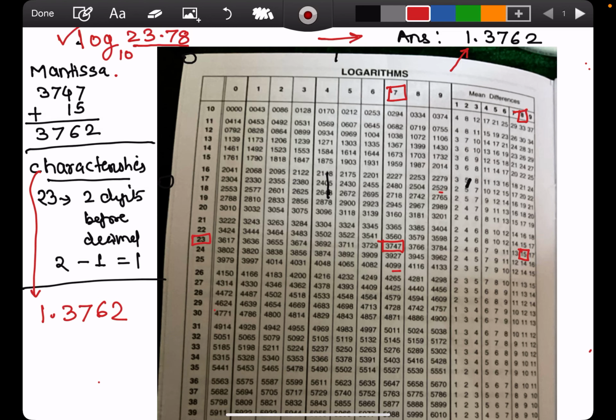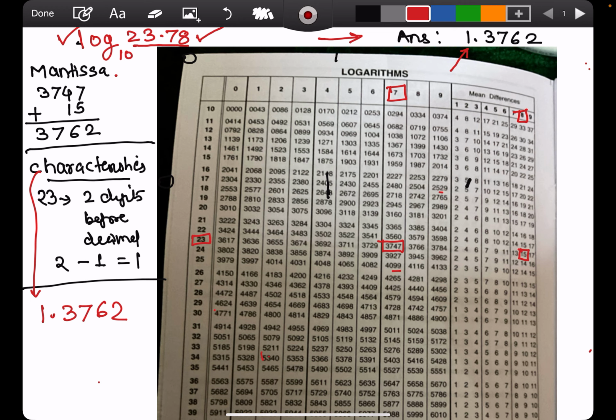Friends, let me explain with the help of some examples how to refer to the log tables. Suppose the question is that you are supposed to find the log of 23.78. So how do you find the log of 23.78? For that, there are two steps.